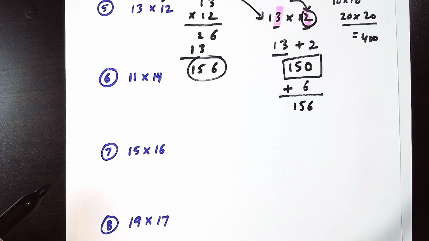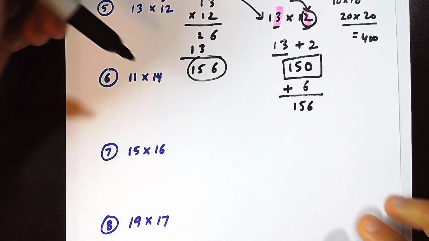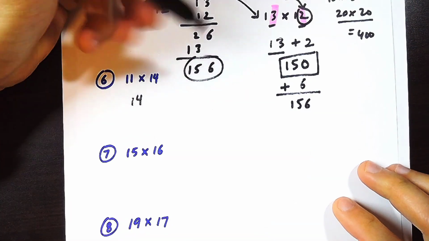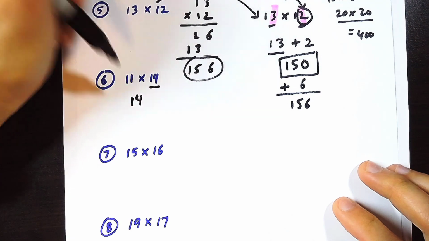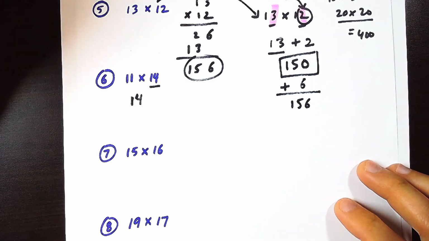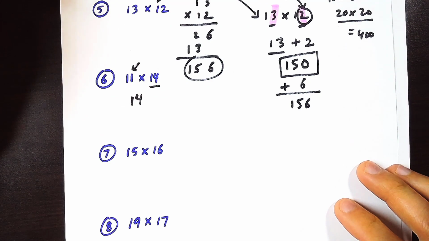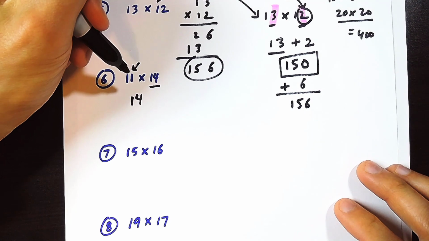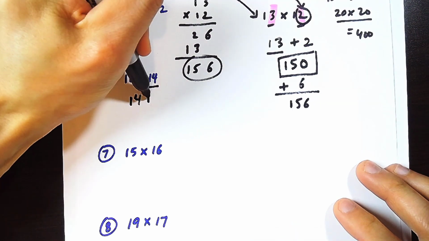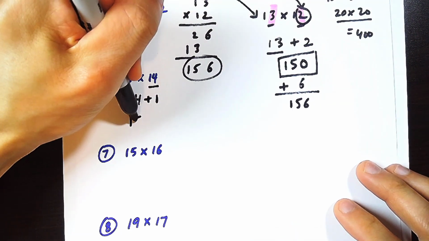Let's try the trick with 11 times 14. So the bigger number is 14. You can see it's on the right here. And what we're going to do in our head is add the second digit of the other number, which is a 1. So 14 plus 1 is going to be 15.